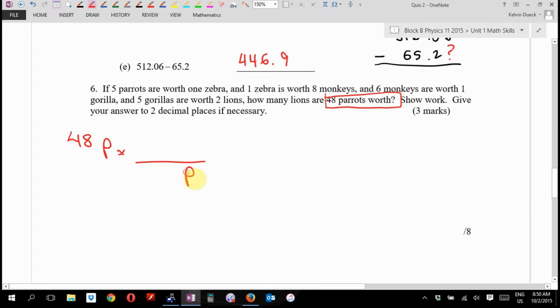I want parrots to cancel. Please tell me that I have a conversion factor for parrots. Oh, yeah. Apparently, 1 zebra is 5 parrots. Now I want zebras to cancel. Well, apparently, 1 zebra is worth 8 monkeys. Now I want monkeys to cancel.